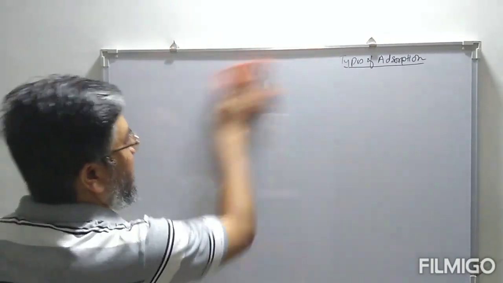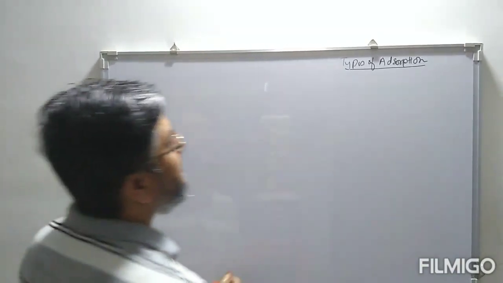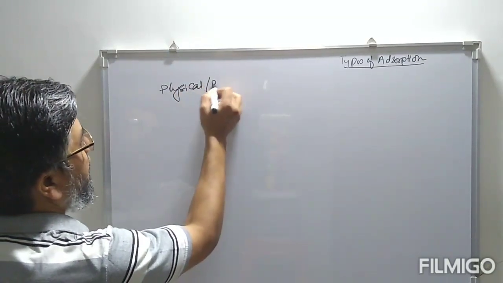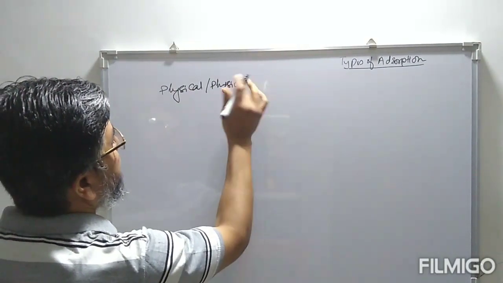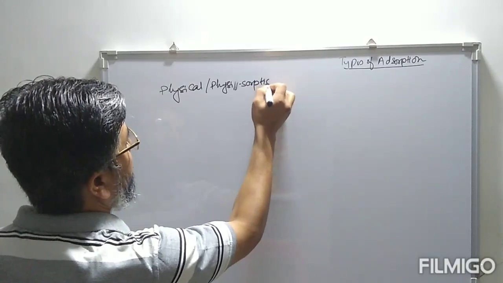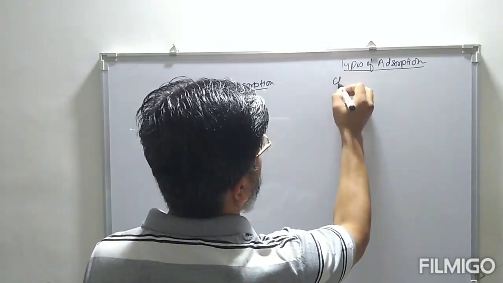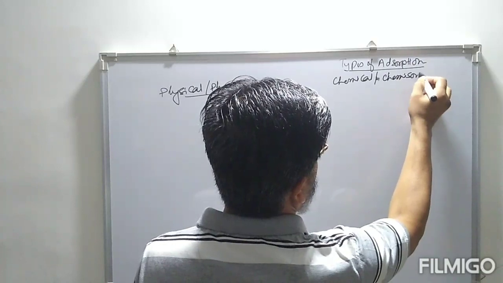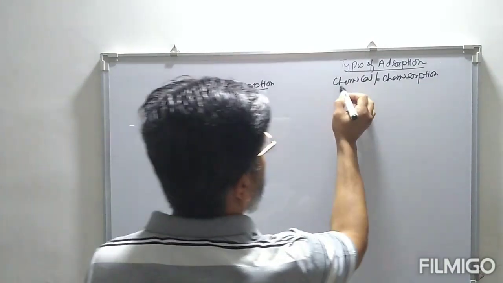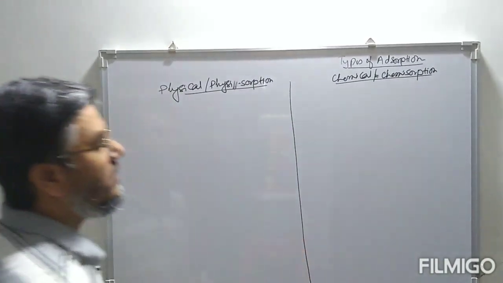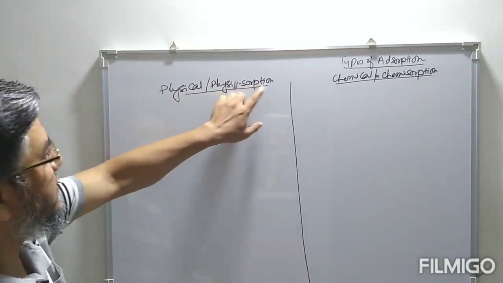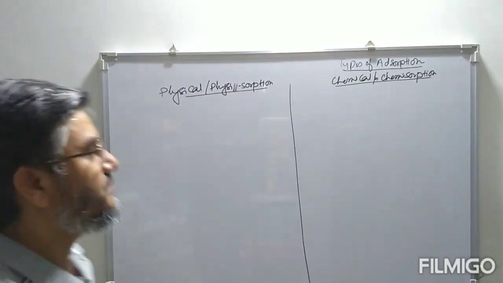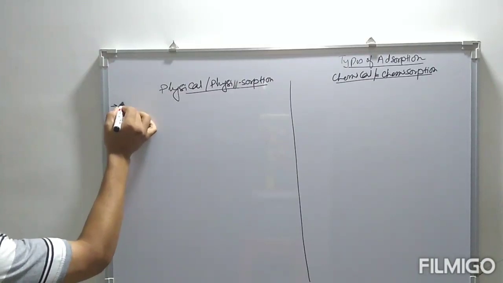So let's have a quick comparison between these two. Physical adsorption, or physisorption, and another one is chemical adsorption, or chemisorption. So we have two types of adsorption: physical adsorption and chemical adsorption. Physical adsorption is known as physisorption. Physi means physical, sorption for adsorption. Similarly, chemical adsorption, or chemisorption.